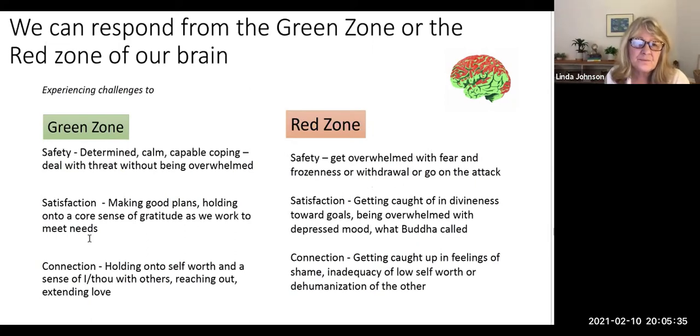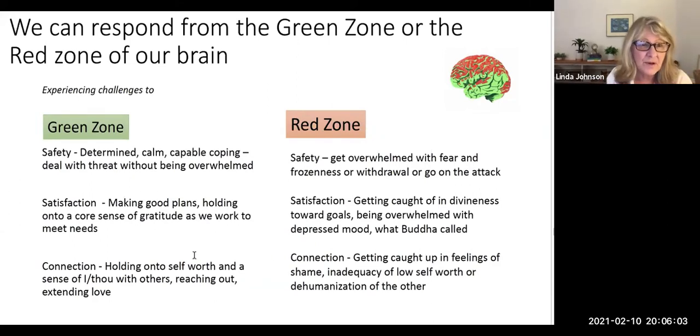So relative to the need of satisfaction, we can respond to challenges by making plans. And this is what you do naturally when you calm down from being in a red zone state and you shift to the green zone. This is when we take care of the business at hand, right? So what we're learning is how to shift more quickly, how to distinguish between red zone and green zone states that we're in, and how to help ourselves shift over to a green zone state.